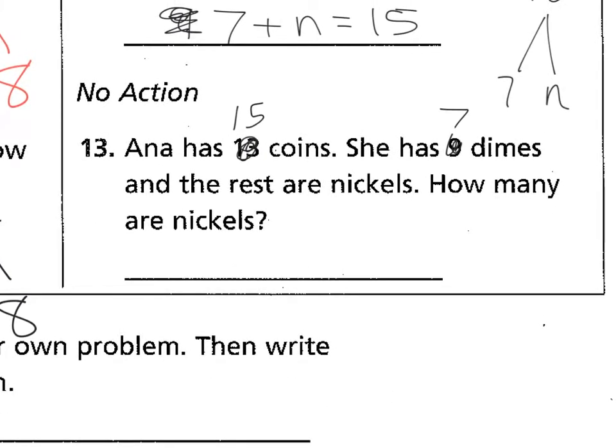Lastly, Anna has 15 coins. She has 7 dimes and the rest are nickels. How many are nickels? I'll let you figure that one out yourself.